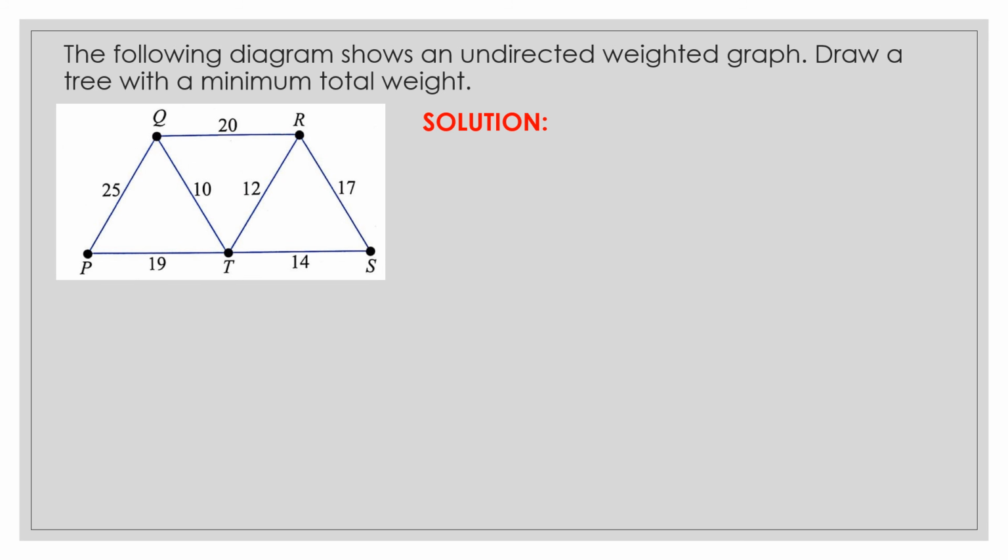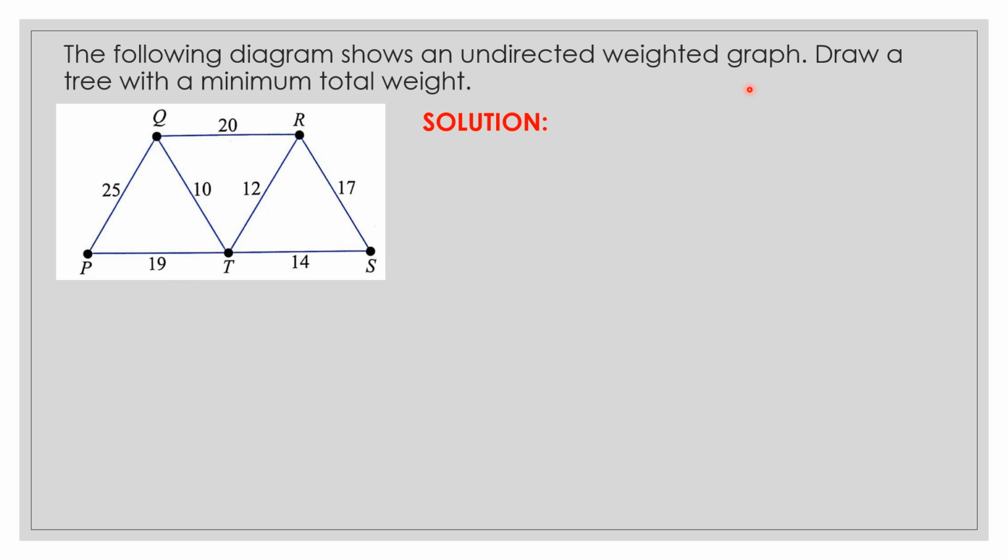So how to solve these problems? This diagram shows an undirected weighted graph, and you try to draw a tree with a minimum total weight. So here you have 25, 20, 10, 12, 19, 14, 17. Here are all the weights.